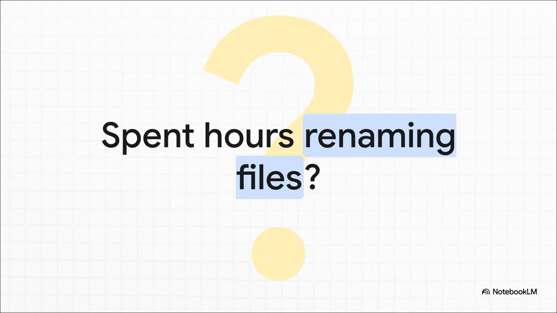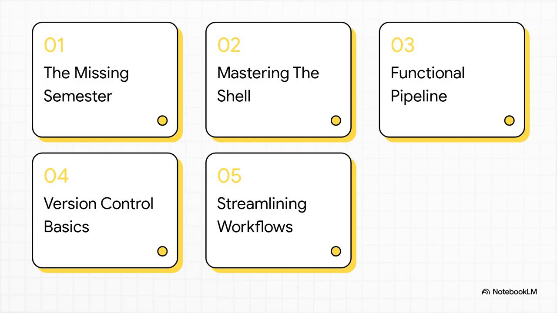Suddenly, you're just frozen. You're stuck in what I call the tedium trap. It's that awful sinking feeling of wasting massive amounts of time on frustrating, highly manual tasks that feel like they should be simple, but instead, they literally just drain your entire day. Well, here is the syllabus for the class you probably never knew you needed. We'll start with the missing semester, then move into mastering the shell, explore the functional pipeline, cover version control basics, and finally wrap up with streamlining collaborative workflows. We're going to transform all that manual digital labor into streamlined professionalism.